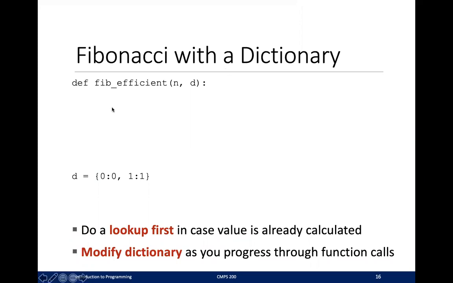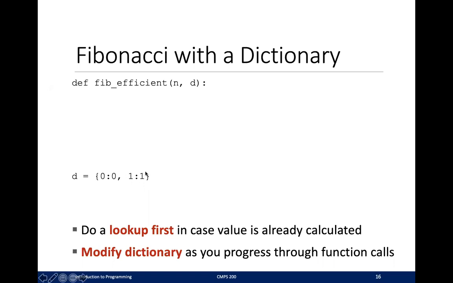So my function Fibonacci would now take two parameters: the number I want to compute the Fibonacci value for, so where in the sequence I want to compute the value, and a dictionary which contains values that I've already calculated. Okay, so the dictionary initially contained 2 elements.